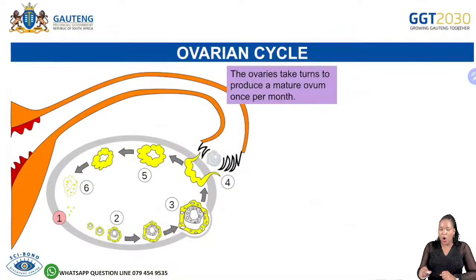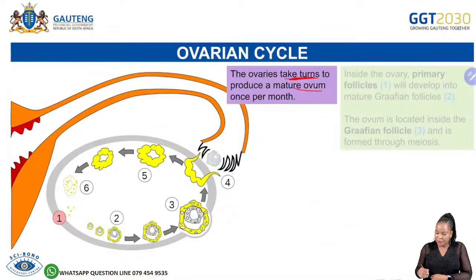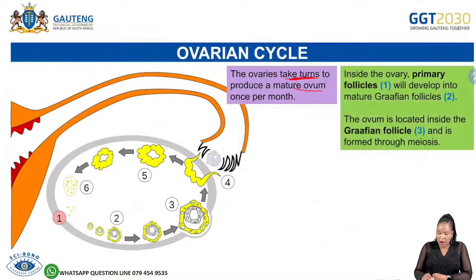So going into detail now. The ovaries, remember we said the female structure, when we started with our baseline, has 2 ovaries. Now the ovaries take turns to produce a mature ovum. So if this month it was the left ovary, the following month it is going to be the right ovary, and then they will alternate just like that. So it's not 2 in 1 month. Right. Then we are going to trace what is happening now looking at this diagram here.